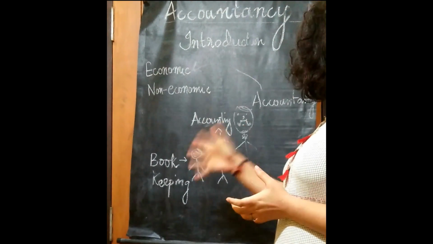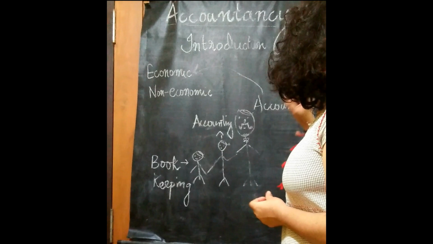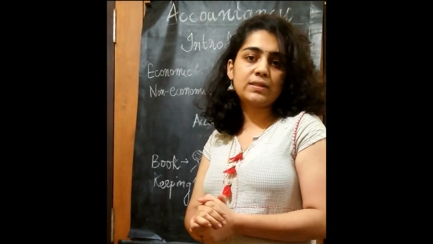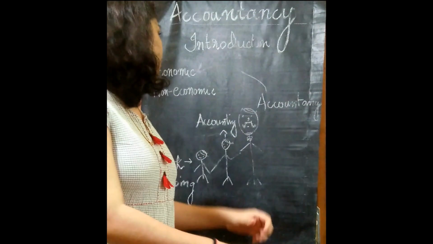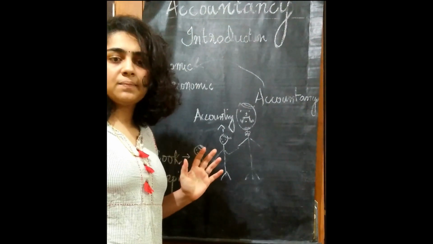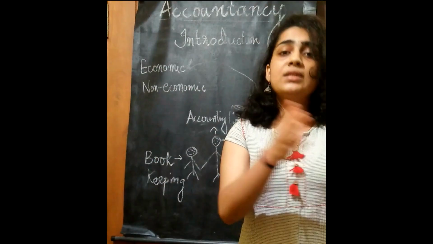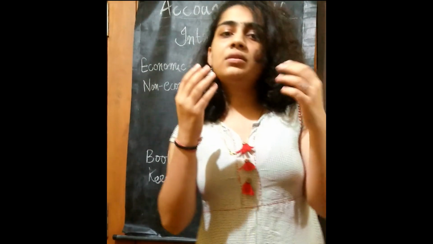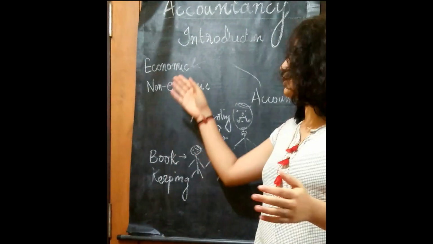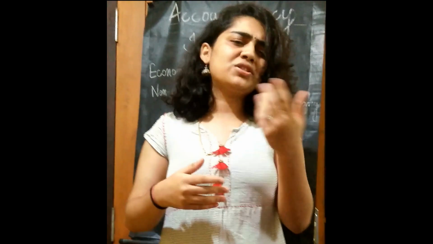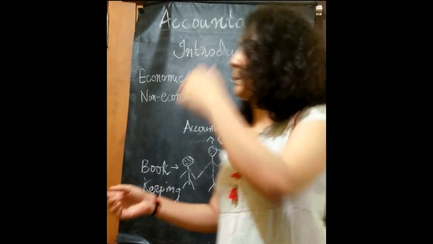So in this introduction session, we would be dealing with accountancy, accounting, bookkeeping, economic and non-economic activities. Well, to start with, accountancy mainly involves economic activities. So there are two types of activities. What are they? Economic activities and non-economic activities. Rather than just giving you the definition or the description of what this is, let us go with a real life example, or just let's see examples of that.